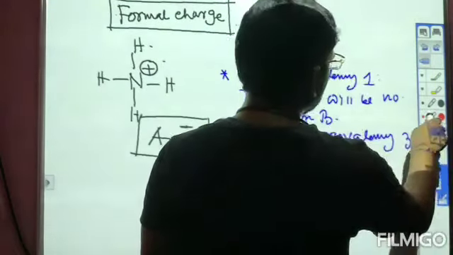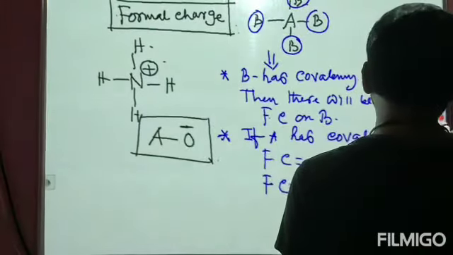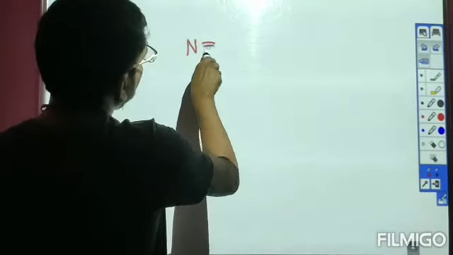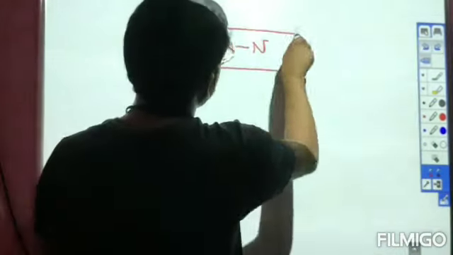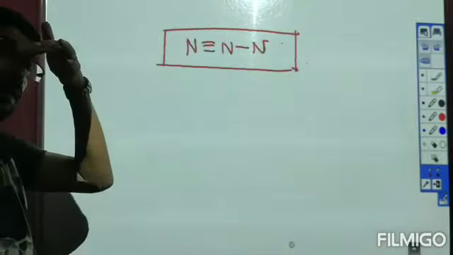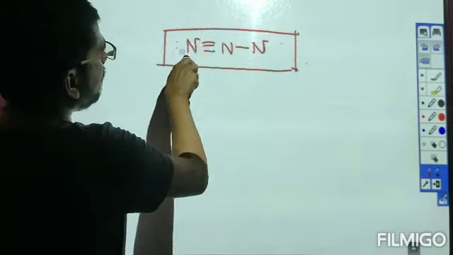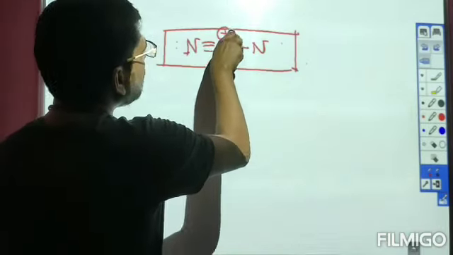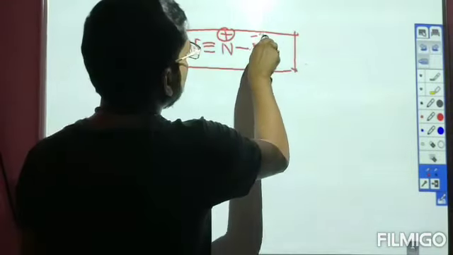Let me give you some examples on formal charge. Say we have a molecule like N triple bond N single bond N. Here there won't be any formal charge on the first nitrogen because nitrogen has covalency 3 and it forms 3 bonds. For this nitrogen, plus charge, because nitrogen forms 4 bonds here. In this case, nitrogen will have minus 2 formal charge.